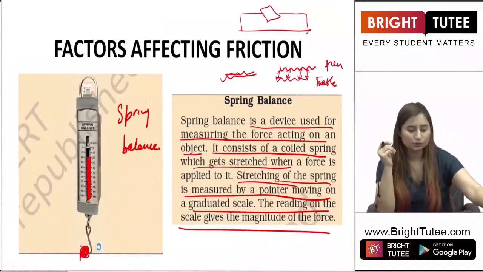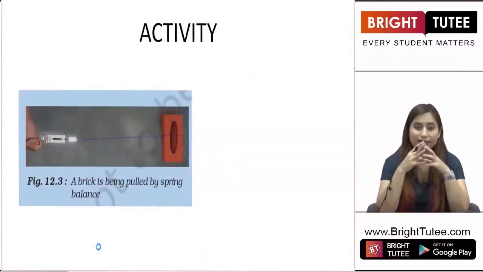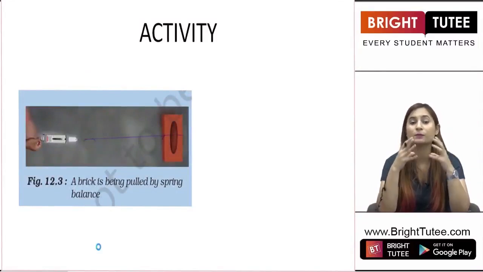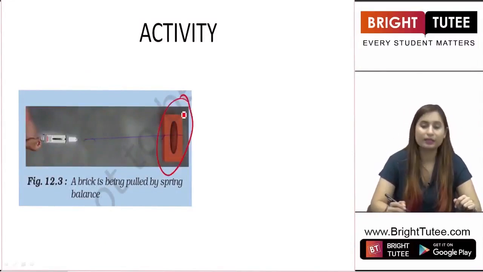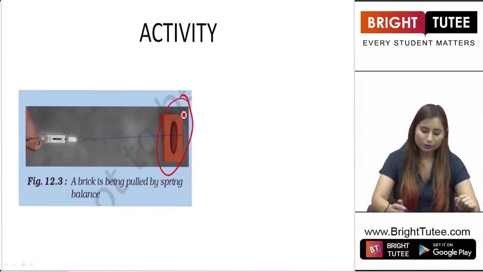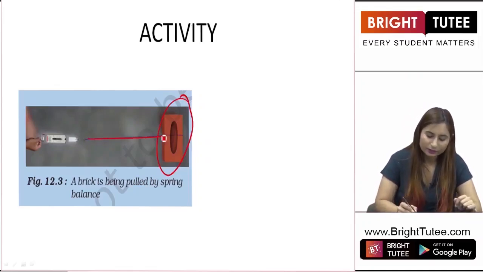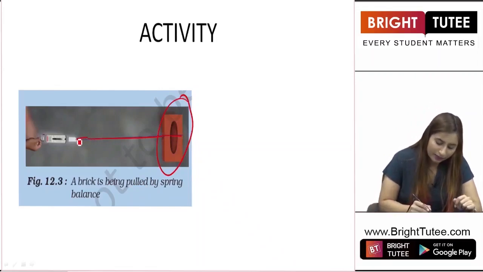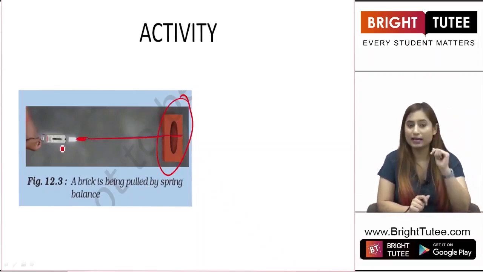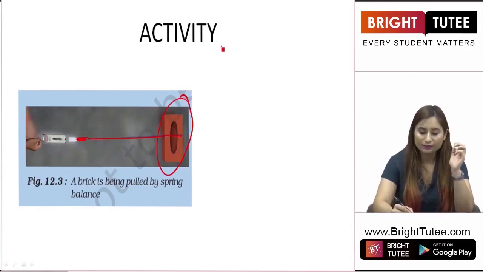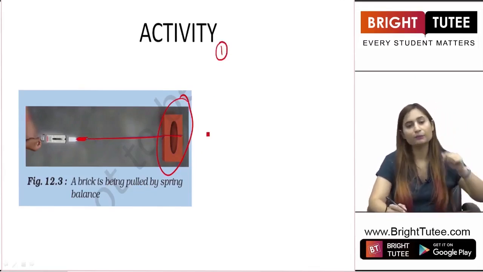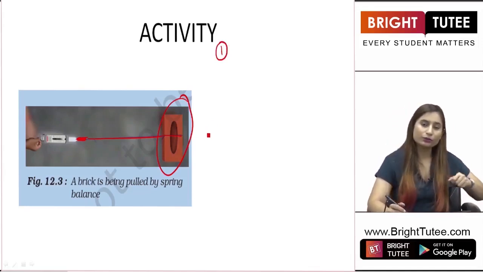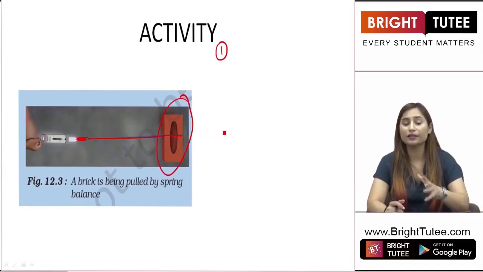Alright. Now students, let us see. There is an activity in front of you related to spring balance only, which will make you understand how a spring balance works. There is a brick in front of you, right? So you have tied a thread around the brick and you have tied the thread to the spring balance as well. Now what you do is, in the first case, you try to pull the spring balance so that the brick is moved, right? You try to notice the force until the brick does not move.